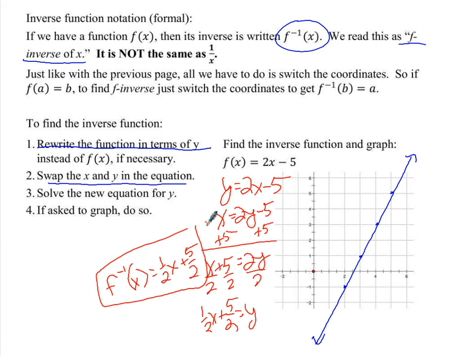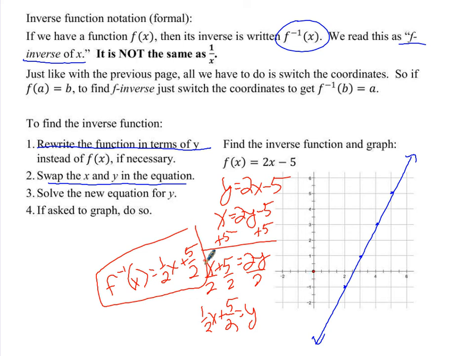So if the problem asks me to find the inverse function, that's how you do it. Swap the f of x for y, trade the y and the x, solve for y, turn it back into function notation. f inverse of x equals this. Now let's graph it. And we should see, just like we saw with those triangles, we should see a reflection in the line y equals x.